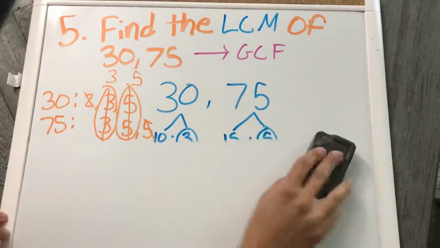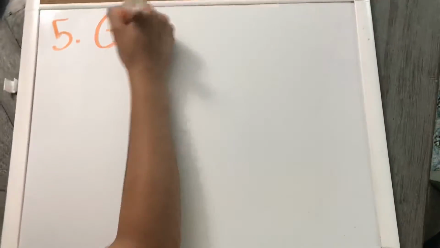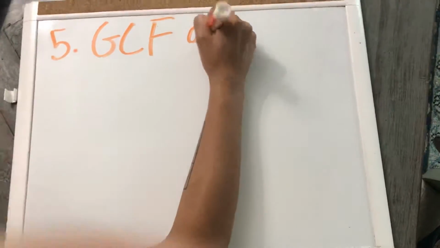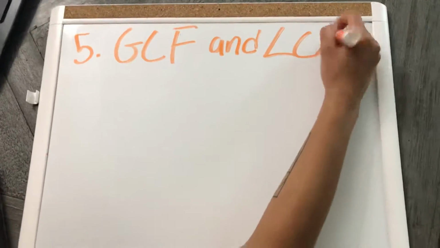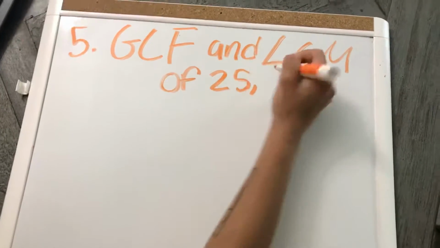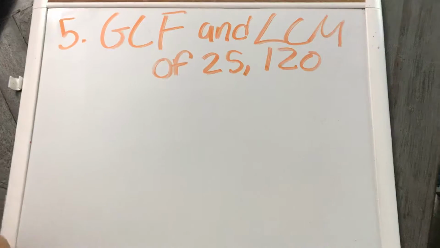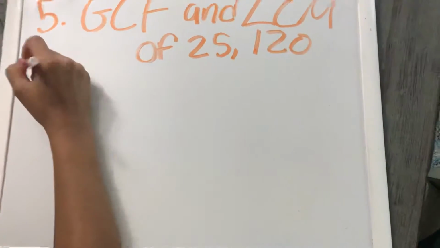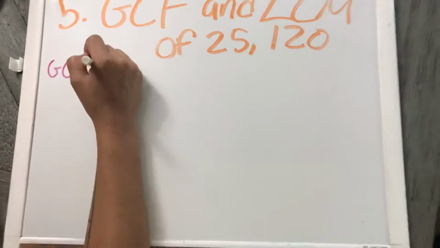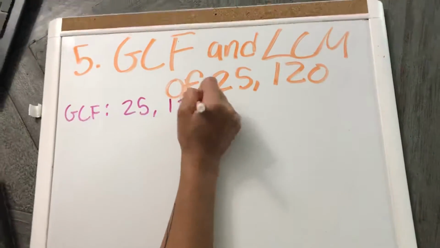All right, so now let's go over number 6. Okay, so number 6, I asked you to find the greatest common factor and LCM of 25 and 120. All right, so we're going to do it opposite of last time. This time we're first going to find the greatest common factor. Greatest common factor, let's use that factor tree method of 25, 120.